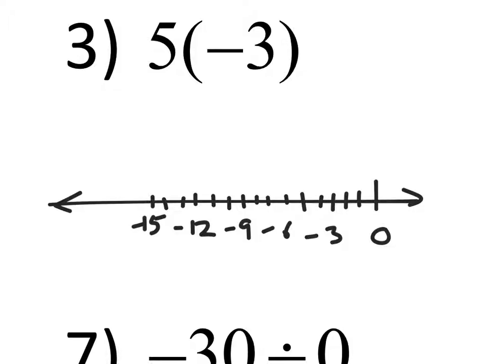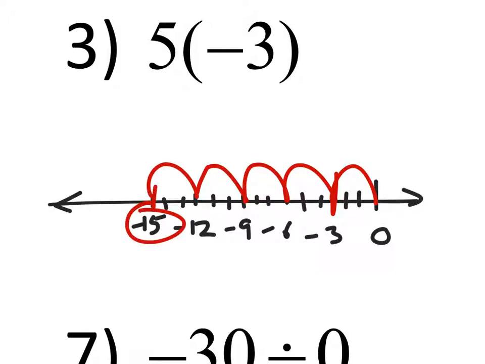So here's how this works. We start at negative 3. There's one group of negative 3, 2 groups, 3, 4, 5, and we end at negative 15.